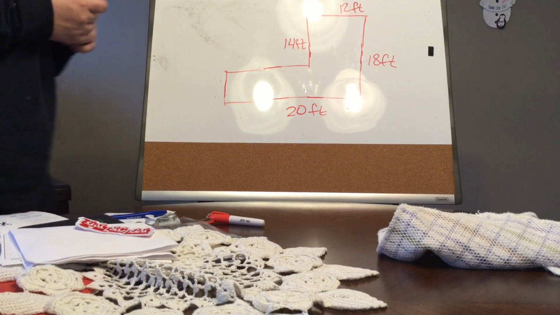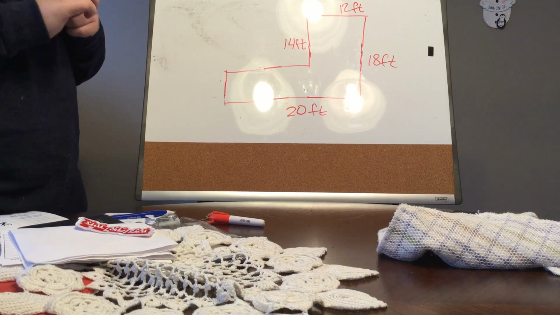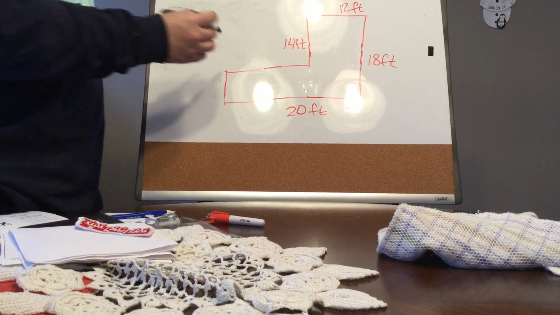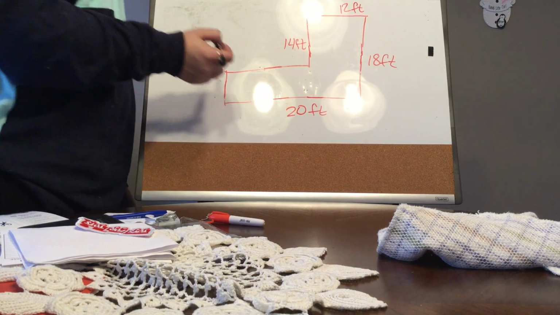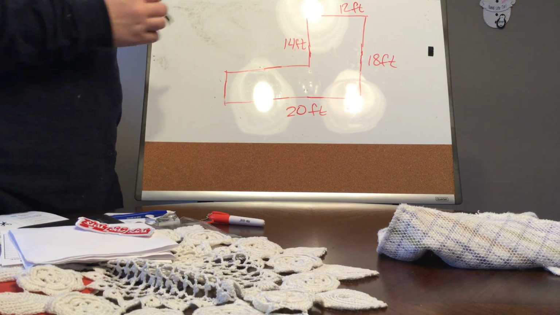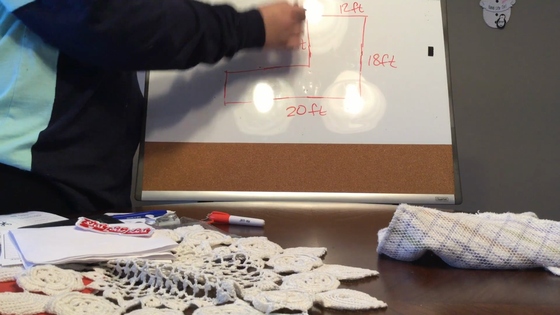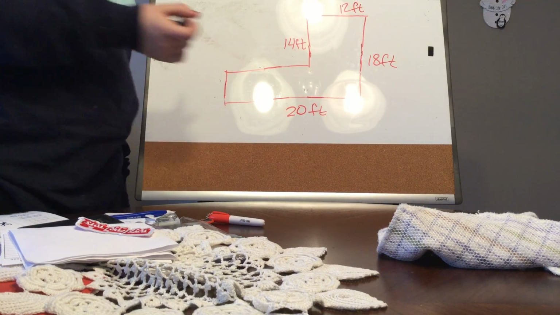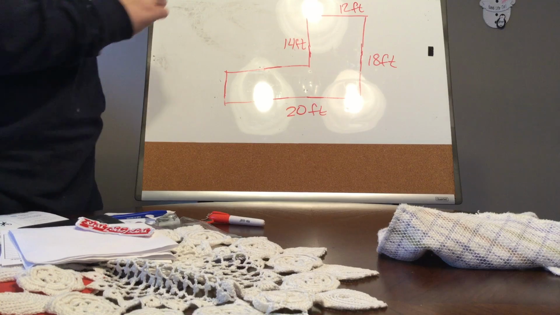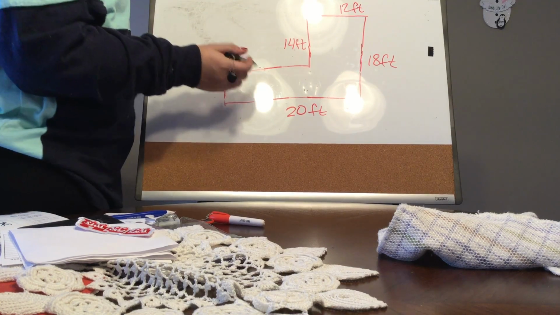All right, class. So today we're going to be talking about perimeter and area. If you look at this shape here, let's pretend that this shape is someone's backyard and they want to fence around their backyard. Since we're using the term around, we're going to be using perimeter.